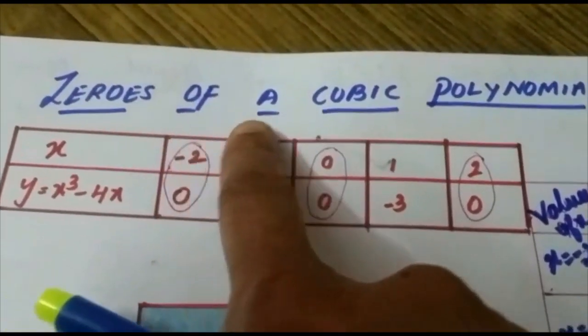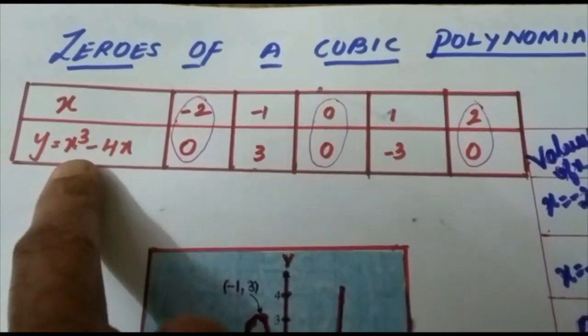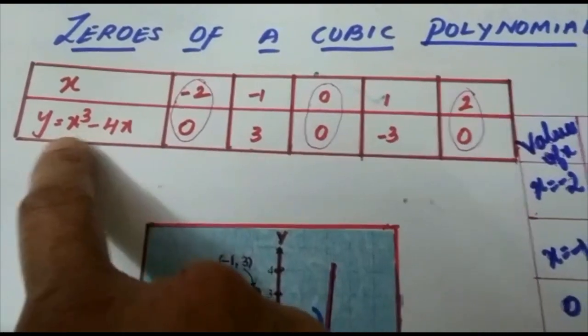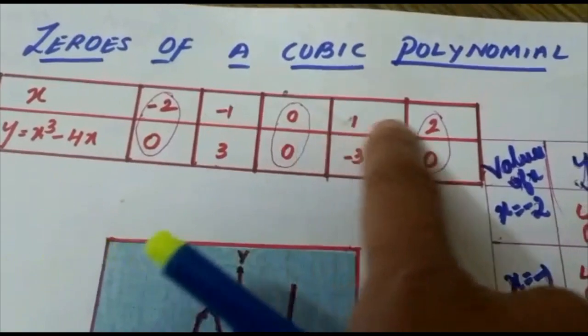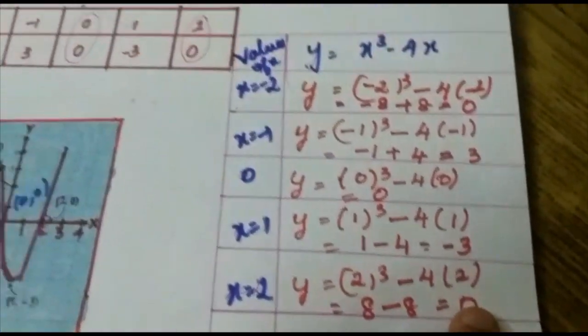Now consider the zeros of a cubic polynomial. Why do you call this a cubic polynomial? Because the highest degree is 3. So the cubic polynomial is given as y is equal to x cube minus 4x. Now we are going to take different values of x and find the values of y. Here I calculated all these values.